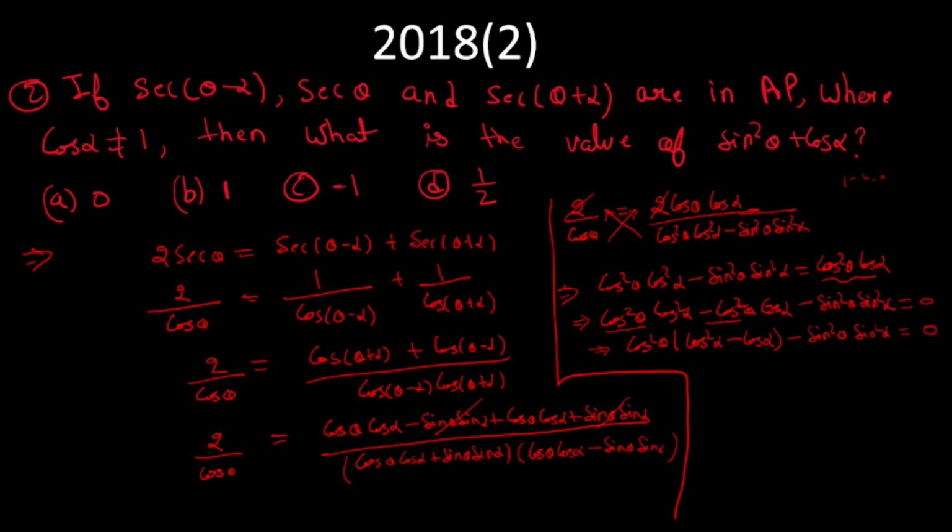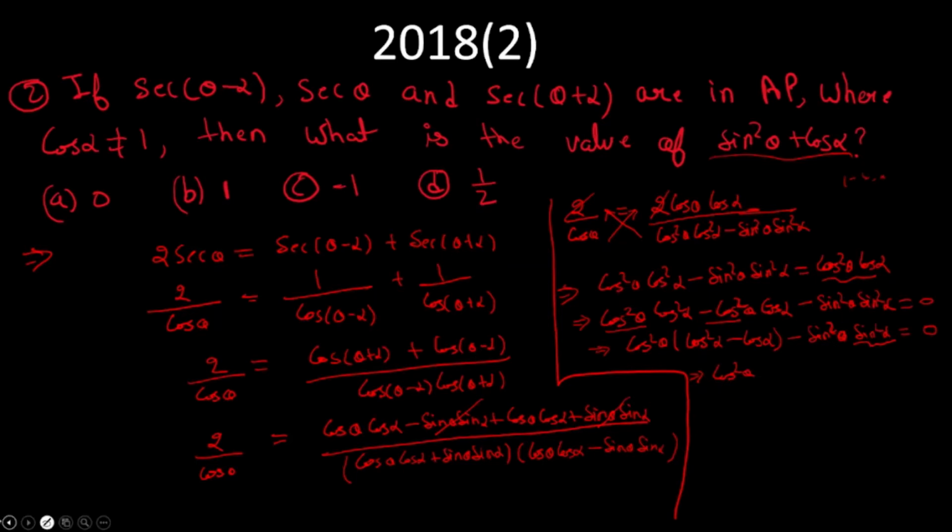What we did: we first take common cos square theta, so here it becomes cos square alpha minus cos alpha and minus sin square theta sin square alpha equal to 0. So we got this, and our question asks what is the value of sin square theta plus cos square alpha. That is what our question asks, the value of sin square theta and cos alpha.